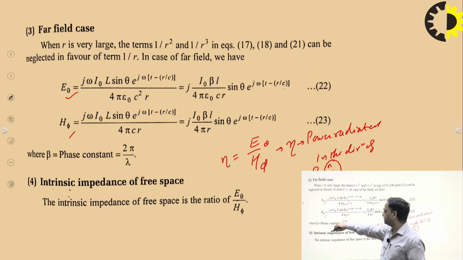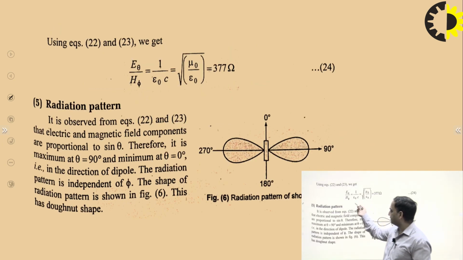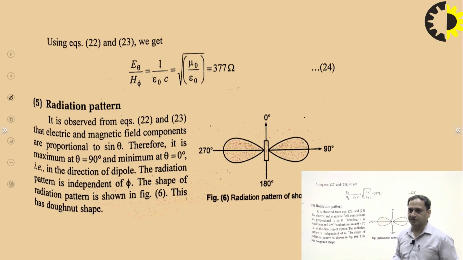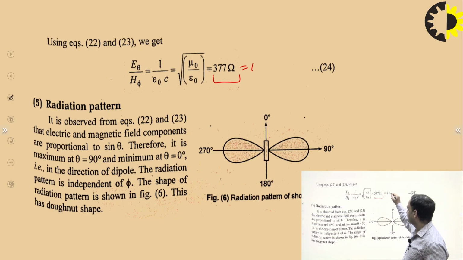When we are dividing this equation E theta by H phi, what will we get? We will get a very simple expression, that is 1 upon epsilon naught into c. So this is the square root of mu naught upon epsilon naught. This value is 377 ohm. So this is the intrinsic impedance for free space, or we say this is 377 ohm or 120 pi.